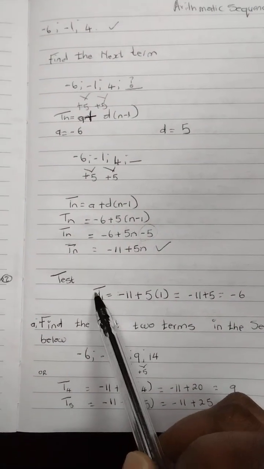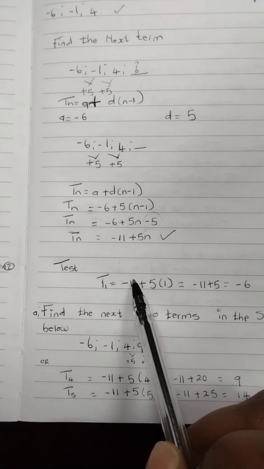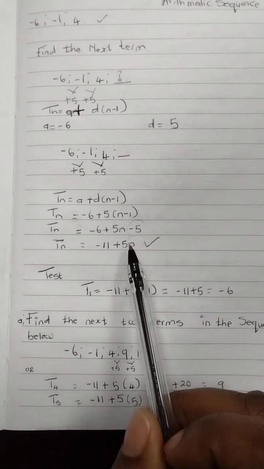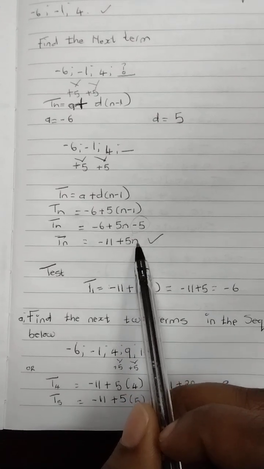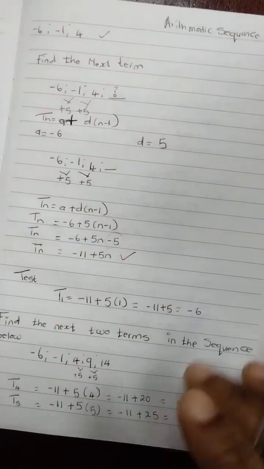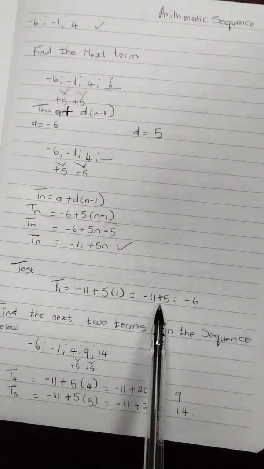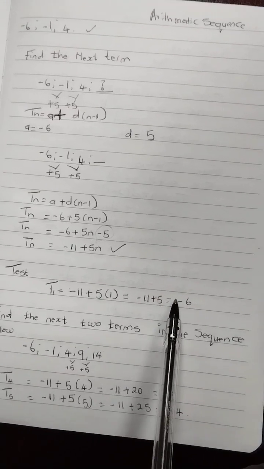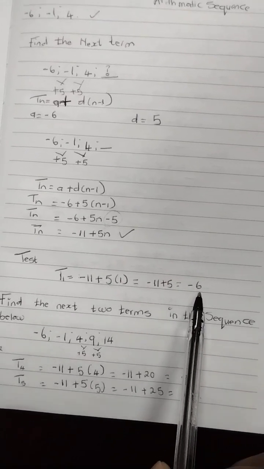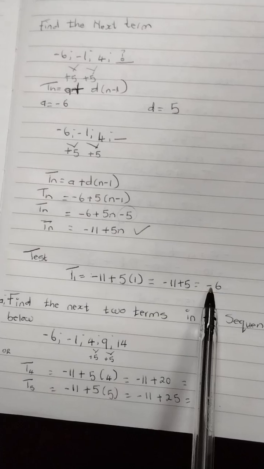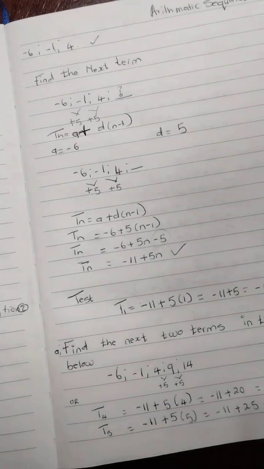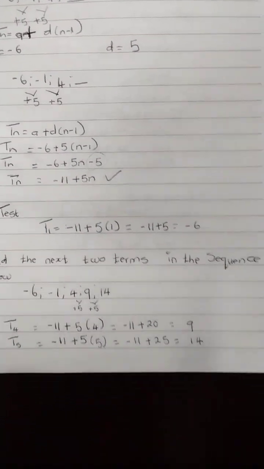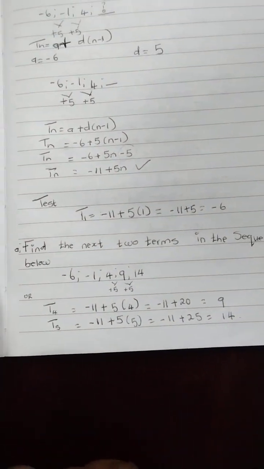Okay, so it's T1 equals -11 plus 5 times 1. We put 1 where we see the n right here. Okay, so it's going to equal -11 plus 5, which is equal to what? -6. And our first term right here is -6, meaning the formula is correct. Okay, so let's move on to the next question.